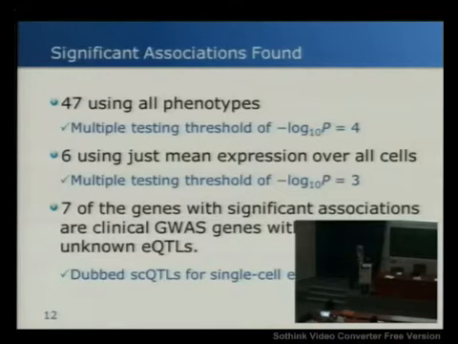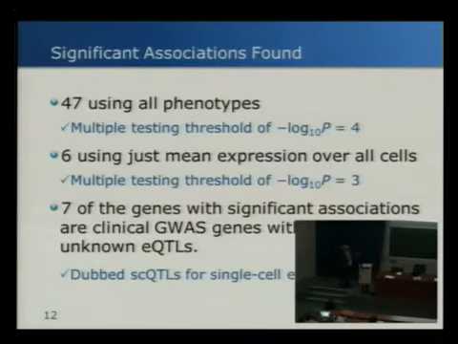Okay, so why is it important to do this? Basically we were able to identify 47 significant associations by using the single cell phenotypes. And this was even by increasing the stringency of the multiple testing threshold by a factor of 10. Okay. Using just the average data, there were only 6 significant associations found. And again, this is using the more normal multiple testing threshold that human geneticists use. Okay. So basically, 8 times more associations found by having single cell resolution compared to using just the mean expression data.